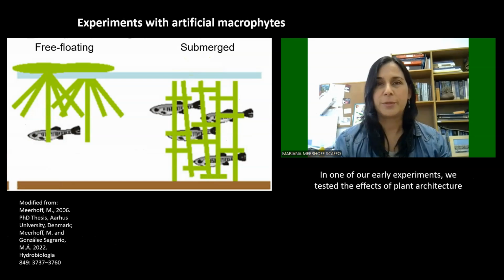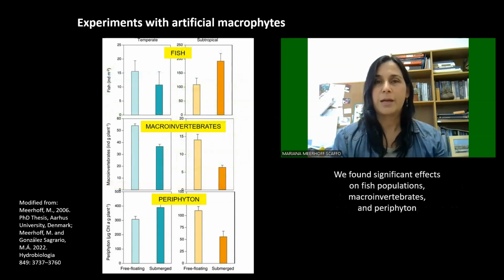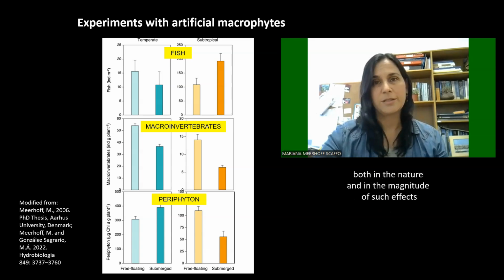In one of our early experiments, we tested the effects of plant architecture by placing artificial replicas of submerged and free-floating plants in similar shallow lakes in the temperate and in the subtropical zone. We found significant effects on fish populations, macroinvertebrates, and periphyton, both in the nature and in the magnitude of such effects.